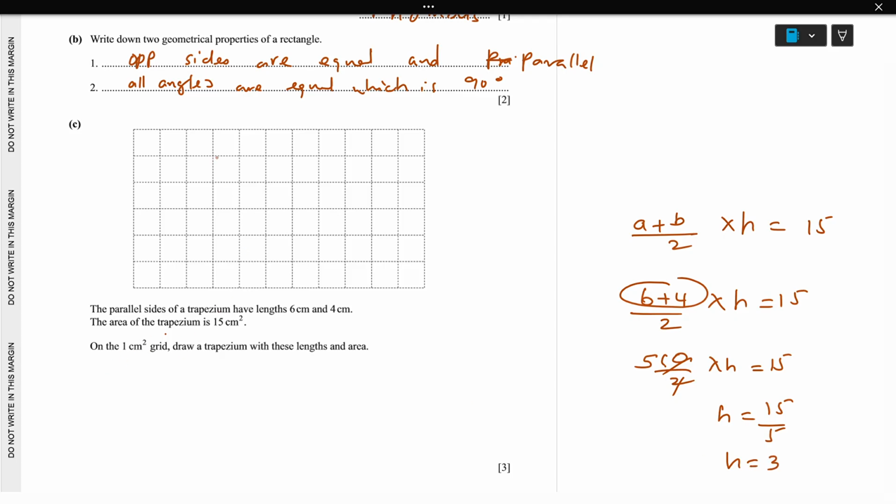So one side is going to be 6, so we are going to draw 6 here. 1 2 3 4 5 6. Okay, so the height is going to be 3. 1 2 3. Here we need to draw a 4. 1 2 3 4. Okay, so here is going to be the height. This is 3, and here is 6 centimeter. Here is 4 centimeter.